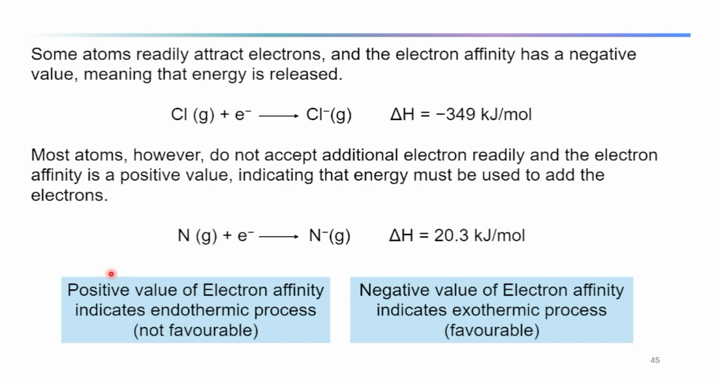Now, things to remember: a positive value of electron affinity indicates an endothermic process, which is not favorable. That means you have to invest energy, you have to put in more energy. And a negative value of electron affinity indicates an exothermic process, which is favorable, readily acceptable. It means chlorine is readily taking the electron. Similarly, fluorine is readily taking the electron. So if the electron affinity is negative, the process is favorable.